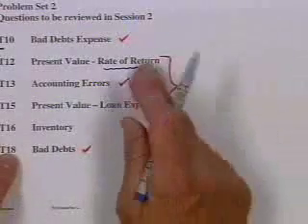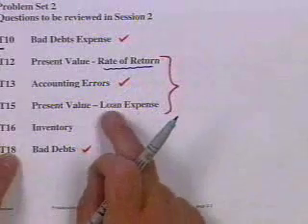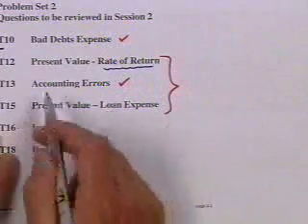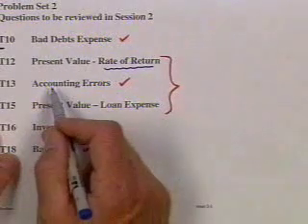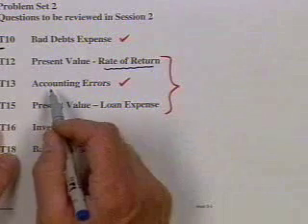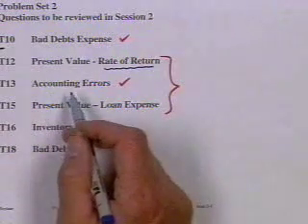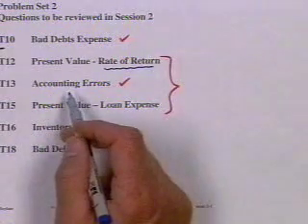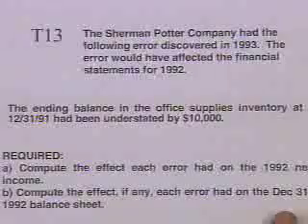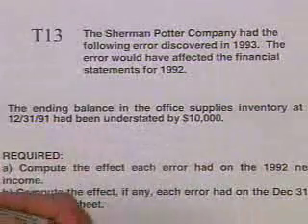Back to our roadmap. We'll come back to present values and do a loan question in a little while, but for now let's talk about accounting errors. Accounting errors are a situation where the firm made an error as of year end. So here comes the question. This is question T13, problem set 2. And the error is listed right here.